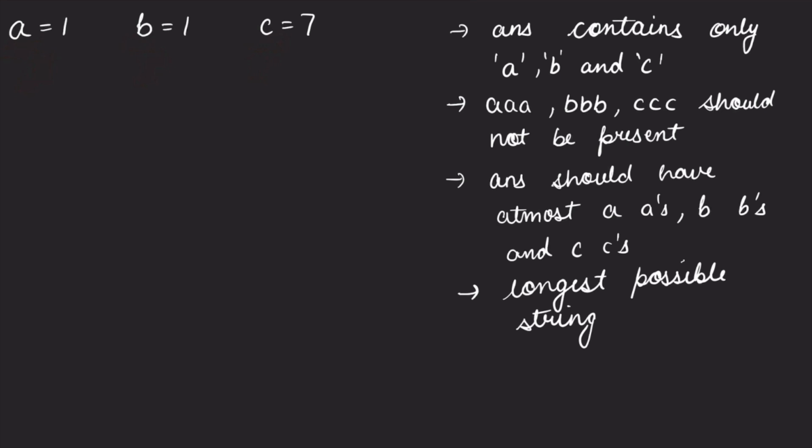Now, what are the conditions for a happy string? Your answer string should only contain A, B, or C. In that string, A, B, or C should not be present thrice as a substring, meaning A should not appear together three times as a substring, and similar for B and C. Then your answer should have at most A number of A's, B number of B's, and C number of C's. And you have to create the longest possible string. So whatever longest possible string satisfies all these conditions, that will be your answer, right?